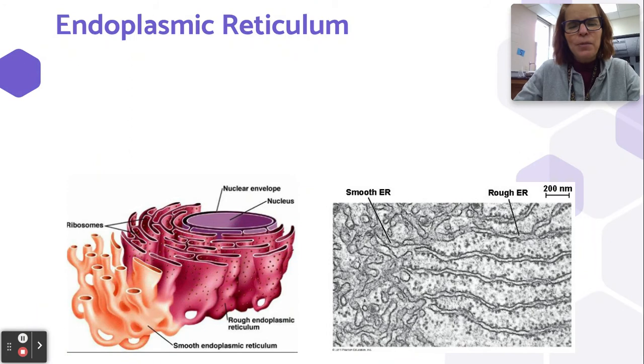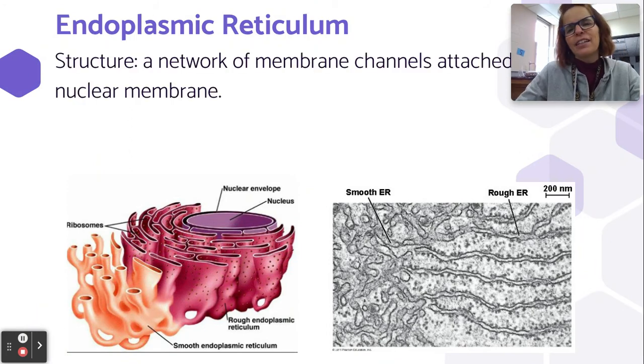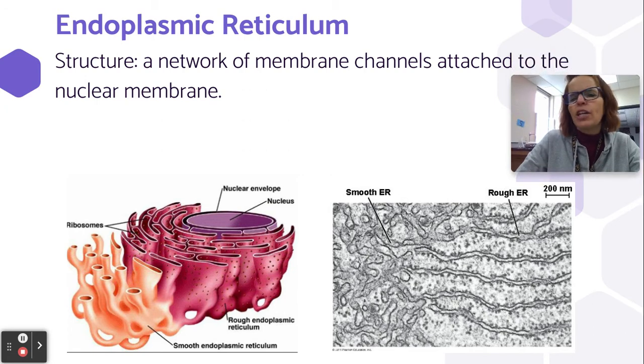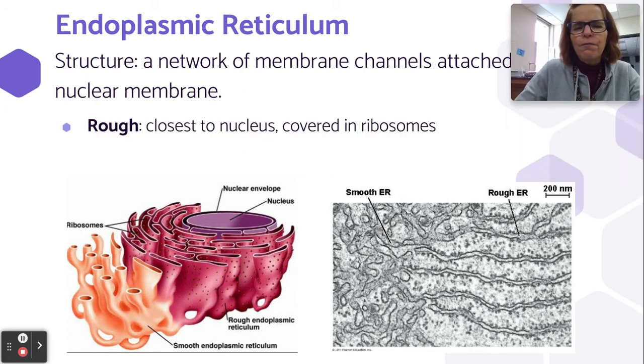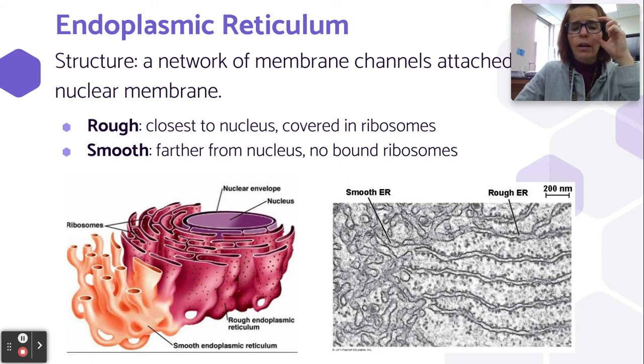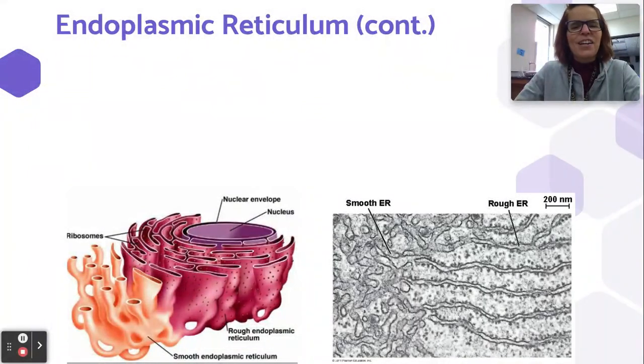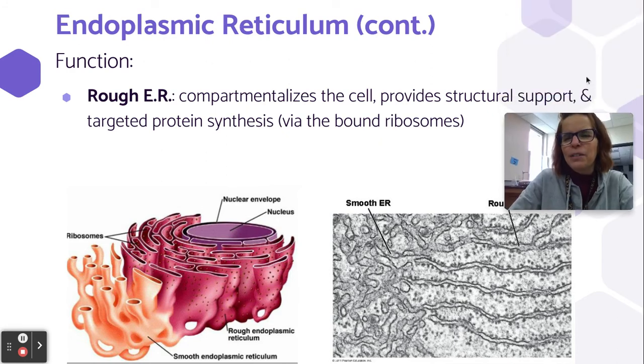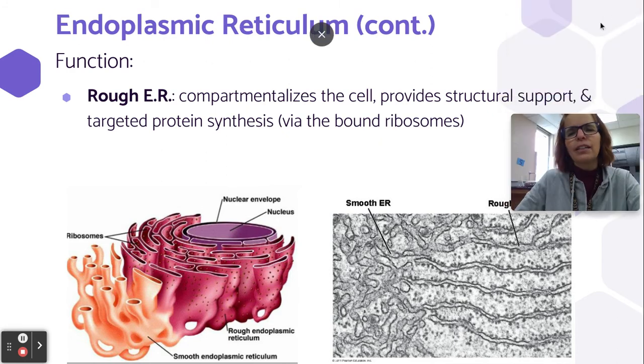All right, and then endoplasmic reticulum. There are two types of endoplasmic reticulum. So it says a network of membrane channels attached to the nuclear membrane. Rough is closest to the nucleus. So take a look at the purple nucleus in the image. It's covered in ribosomes. Smooth is farther, and it doesn't have any bound ribosomes. In this, it looks like a series of tubes or something. Okay, so what's their function? The function of the rough endoplasmic reticulum. Again, this sounds boring, but the compartmentalization is super important.